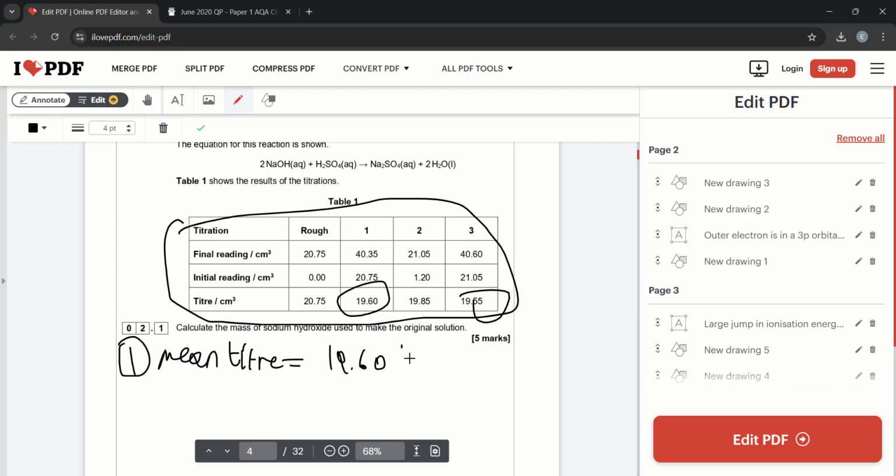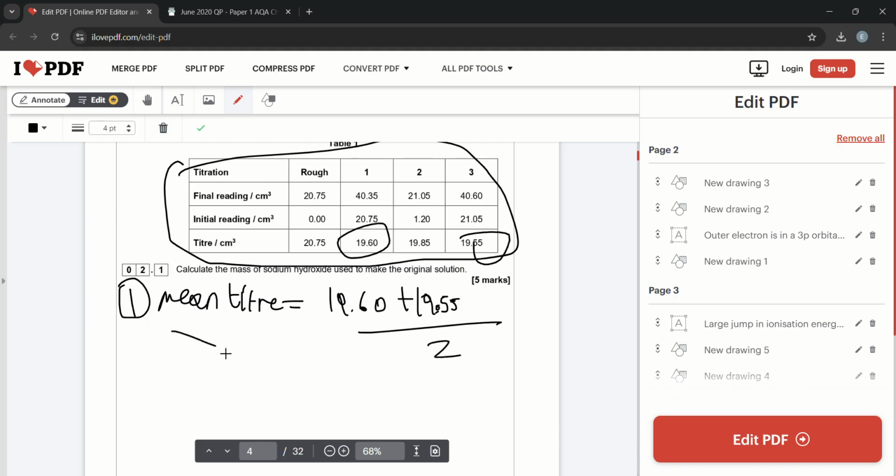19.60 plus 19.55, divided by 2. That gives me 19.575 centimeters cubed.